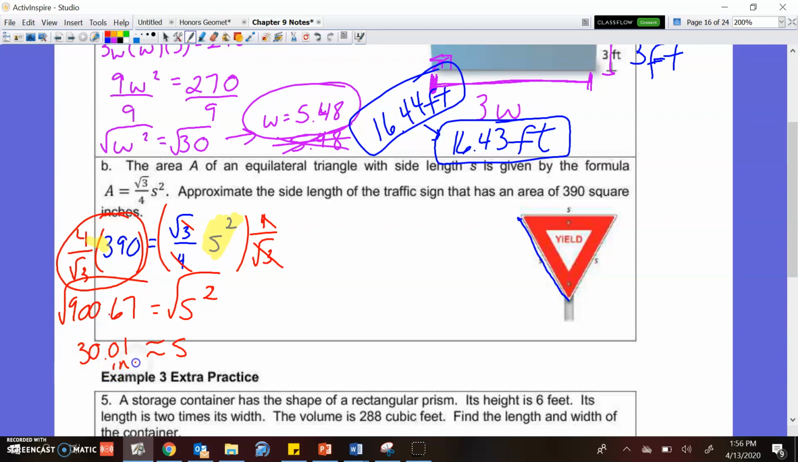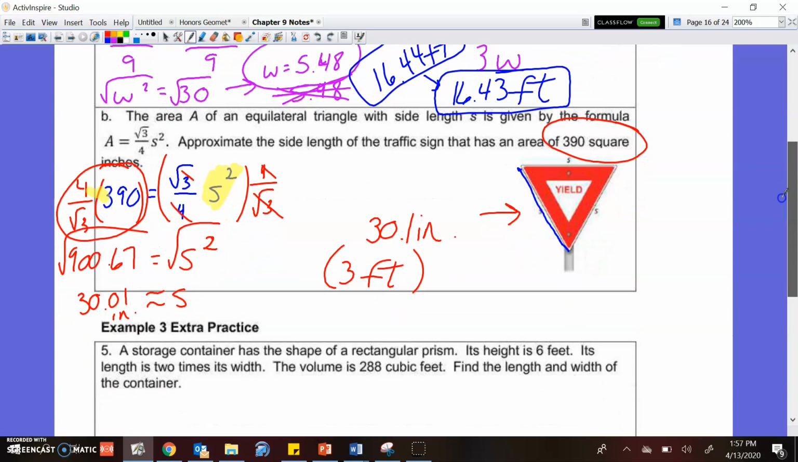30.01, and this is in inches. So we can approximate that if this is the area, then each of these sides is about 30.1 inches, which is almost 3 feet, right? 36 inches is 3 feet. If you Google it, I think they are 3 feet, which in geometry, there's a problem about this, and it seems crazy to me that a yield sign is that wide and that large, but it is. So, all right, great work there.